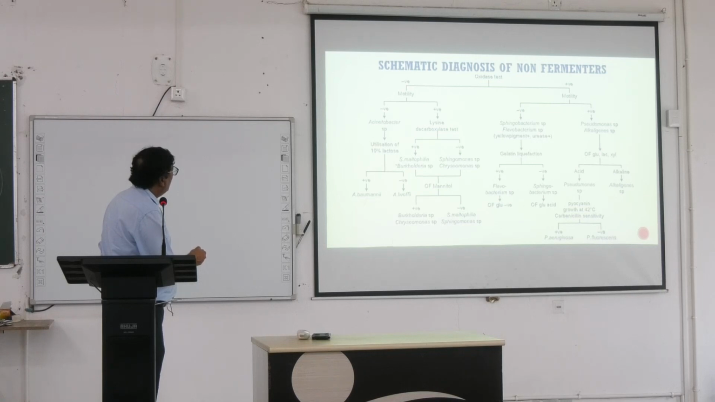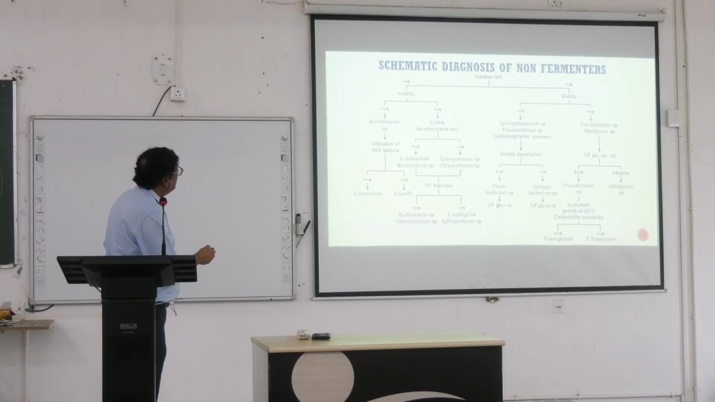Oxidase negative, go for motility. If non-motile, then it is Acinetobacter. If motile, then it is oxidase negative, motility positive: Stenotrophomonas or Burkholderia. This is enough for you.